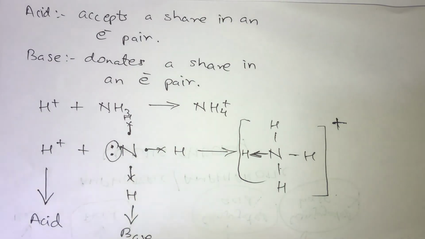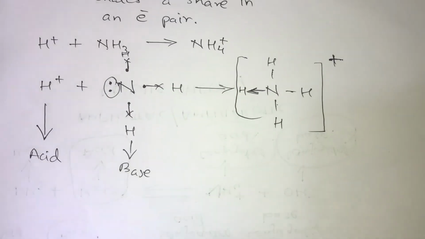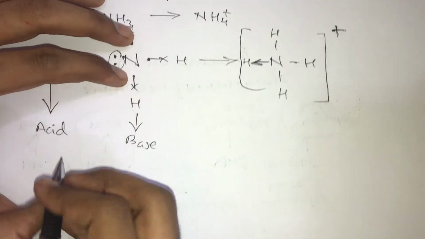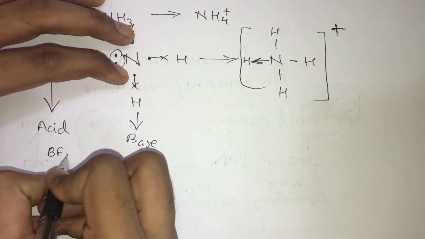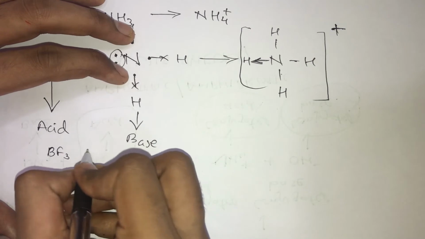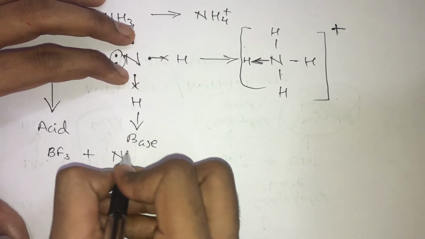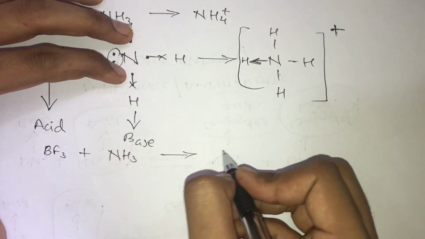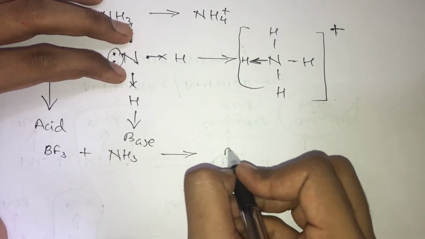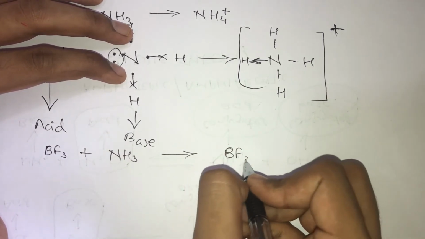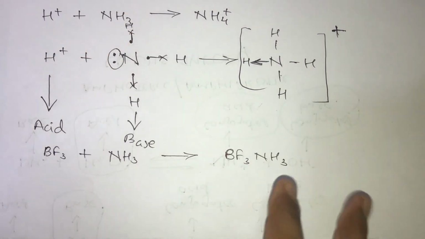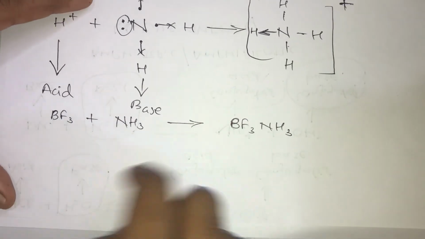Now, moving on, let's understand another example where BF3 combines with NH3 to give us BF3 and NH3. Now let's see how. Okay, so let me draw the diagrams over here.